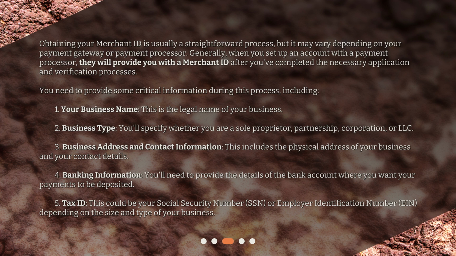You need to provide some critical information during this process, including: 1. Your business name. This is the legal name of your business. 2. Business type. You'll specify whether you are a sole proprietor, partnership, corporation, or LLC. 3. Business address and contact information. This includes the physical address of your business and your contact details. 4. Banking information. You'll need to provide the details of the bank account where you want your payments to be deposited. 5. Tax ID. This could be your Social Security number, SSN, or Employer Identification Number, EIN, depending on the size and type of your business.